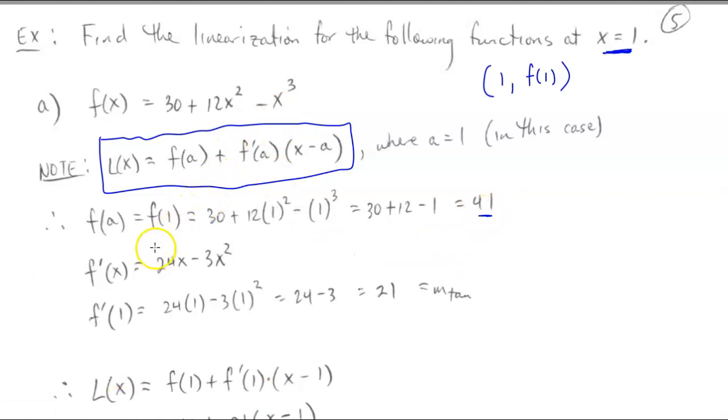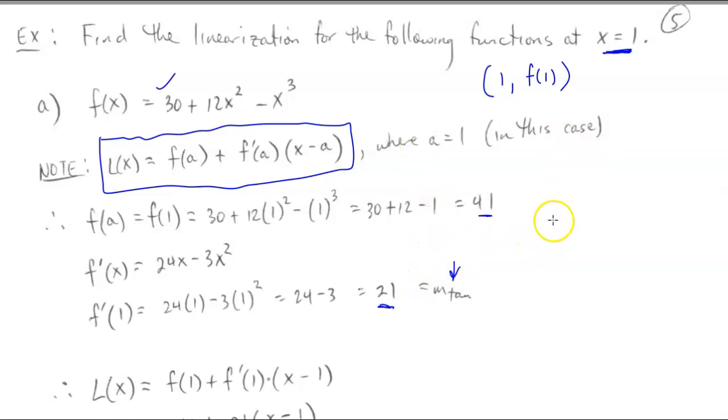When we take the derivative of this particular function, we get 24x minus 3x squared. Then when we evaluate the derivative at 1, we get 21. And of course, our interpretation of the derivative of a function at a particular x value is the slope of the tangent line.